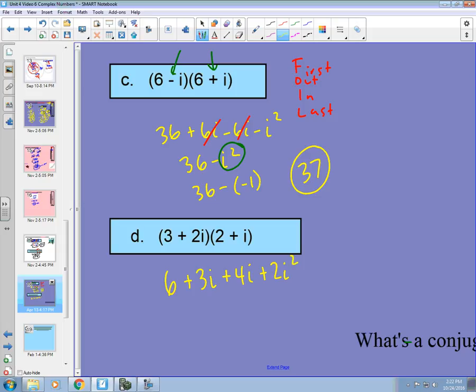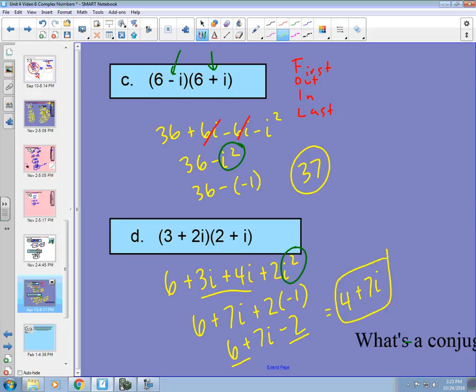Now let's simplify that. Now here the middle ones don't cancel, but we can add them together. That would be 7i plus 2. Here's our friend i squared again. We know i squared is the same as negative 1. So if we times that together, that's going to be negative 2. We can actually simplify this farther now because now there's more like terms. The final answer on this one is 4 plus 7i. That would be the complex answer.